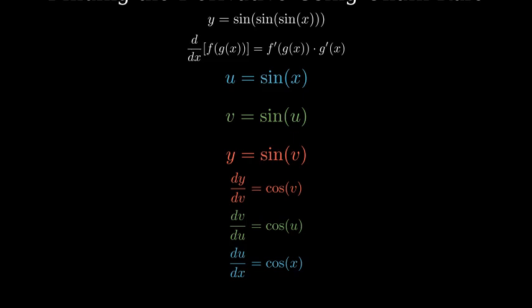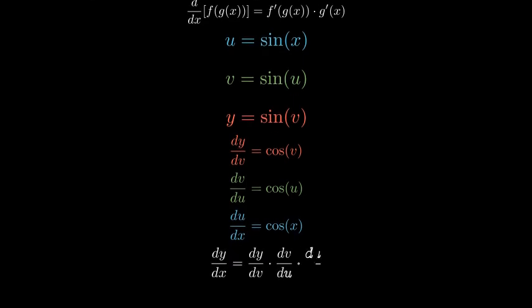Now, by the chain rule, we multiply all these derivatives together to get our final answer. Substituting our derivatives, we get dy dx equals cosine of v times cosine of u times cosine of x.